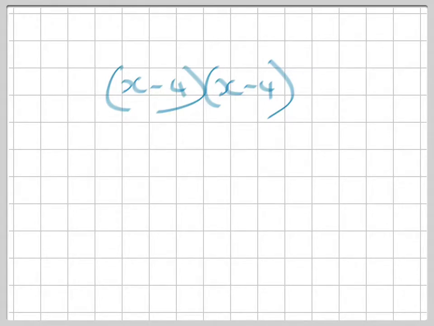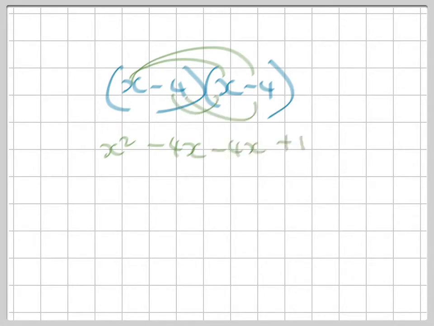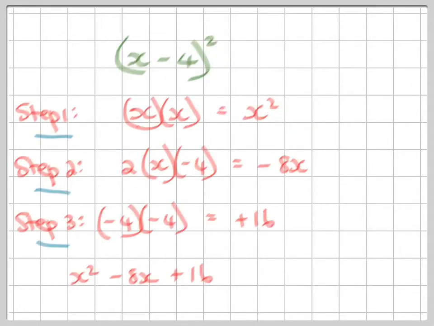If you wanted to do it the long way around, you could go, okay, x squared minus 4x, and then minus 4x plus 16. And you'll end up with x squared minus 8x plus 16, which is the answer that we had there. Much easier just to use these steps.